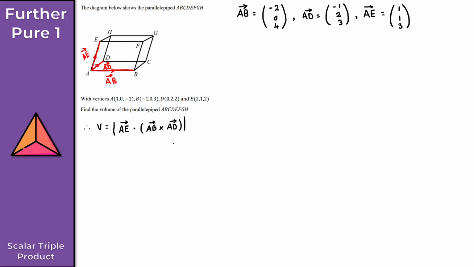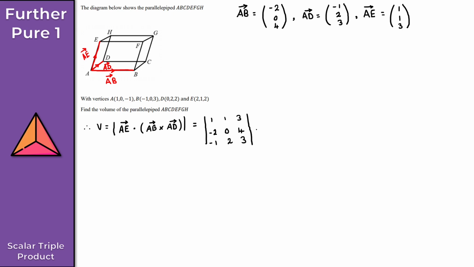And don't forget we can easily evaluate the scalar triple product by evaluating a 3x3 determinant. So in this case here then, this would be the following 3x3 determinant. So we get 1, 1, 3. We then get -2, 0, and 4. And then finally along the bottom row here, we get -1, 2, and 3.